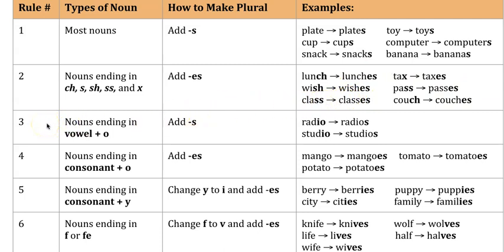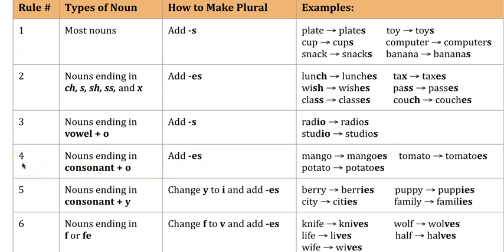Rule number 3, take a look at nouns that end with a vowel plus an O. Vowel means A, E, I, O, U. For example, radio. Before O, we have an I. That is a vowel. So because the noun ends with a vowel plus an O, I need to add an S. Radio changes to radios. Studio is the same. Before the O, we have a vowel, I. Because the vowel is there, we need to add an S. So it changes to studios.